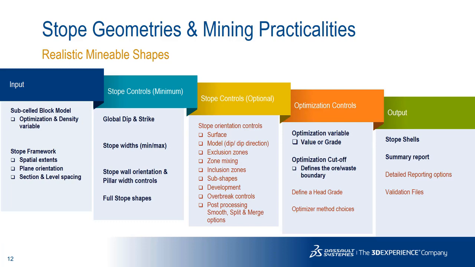You can see there's a lot packed into the optional stope controls. On the optimization controls, there's also the option of defining a head grade within a cutoff boundary, and also for the output, we can also ask the optimizer to output validation files and a more detailed report. The validation files really allow you to identify areas where a stope shape wasn't generated and let you use the verification files as a tool towards understanding why stope shapes weren't generated.